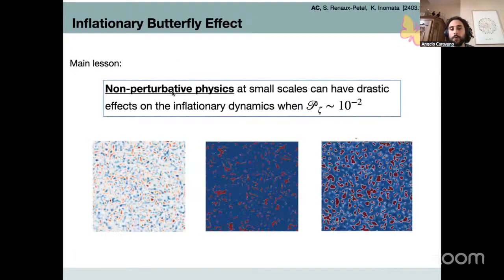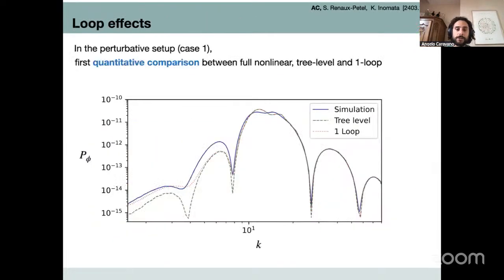Now, if you want to be more pragmatic, let's say that the main lesson here is that if you have an inflationary model that predicts a power spectrum of 10 to the minus 2, then it could be, as we have shown in our case, that perturbation theory is completely broken. In some cases, like the ones that we have shown, you don't only get corrections to perturbation theory, the whole perturbative picture is completely broken, and you need to resort to this technique to understand what is going on. So how does this link with loop calculations?